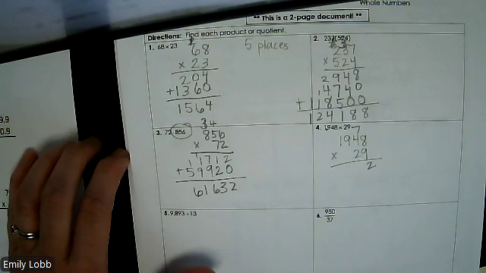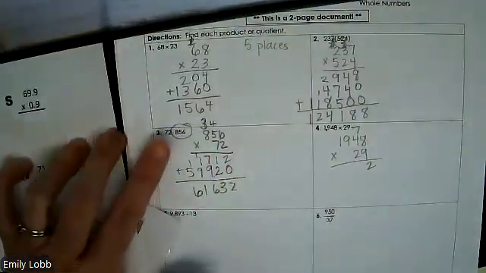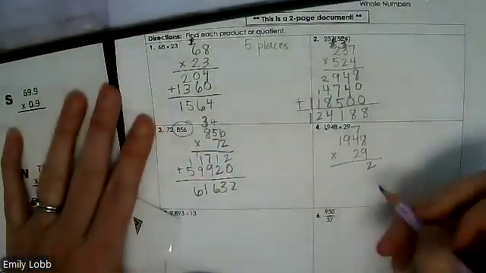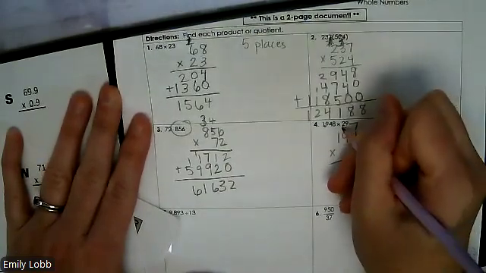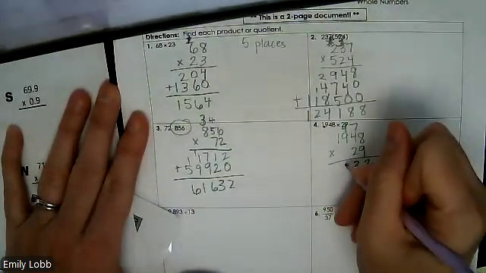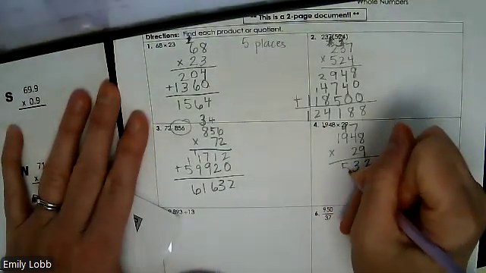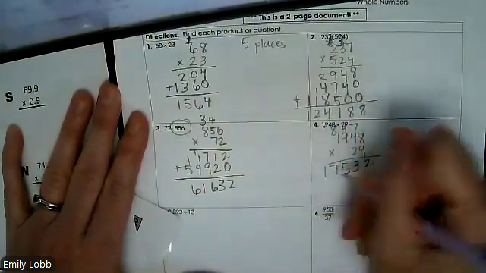Figure what out? This one? This one? Okay. 9 times 4 is 36. 36 plus 7 is 43. 9 times 9 is 81. 81 plus 4 is 85. Yikes. And then we have 9 plus 8 is 17.